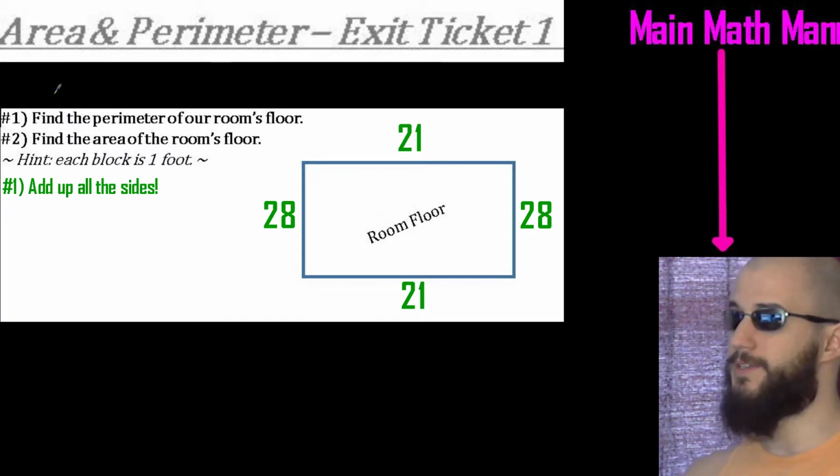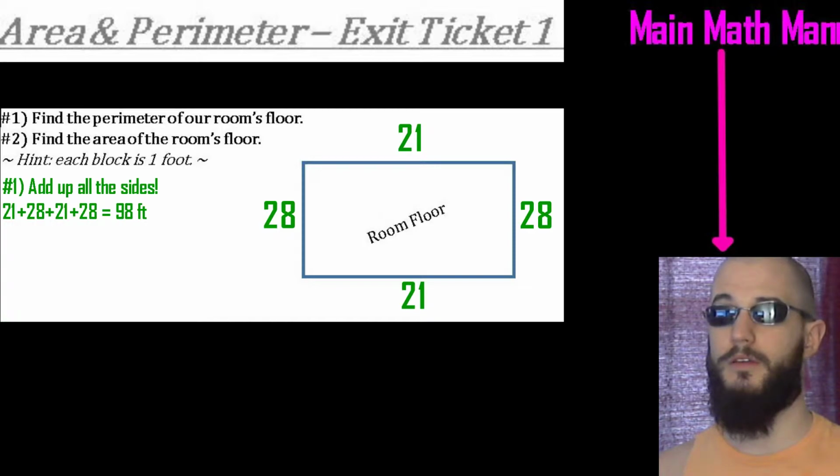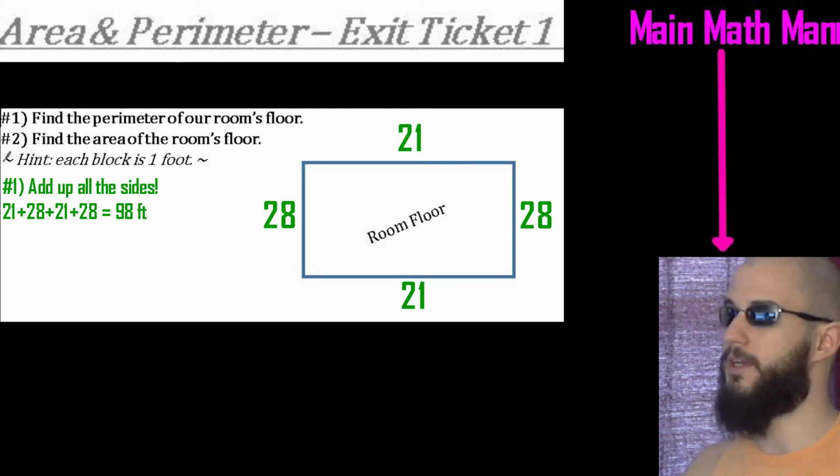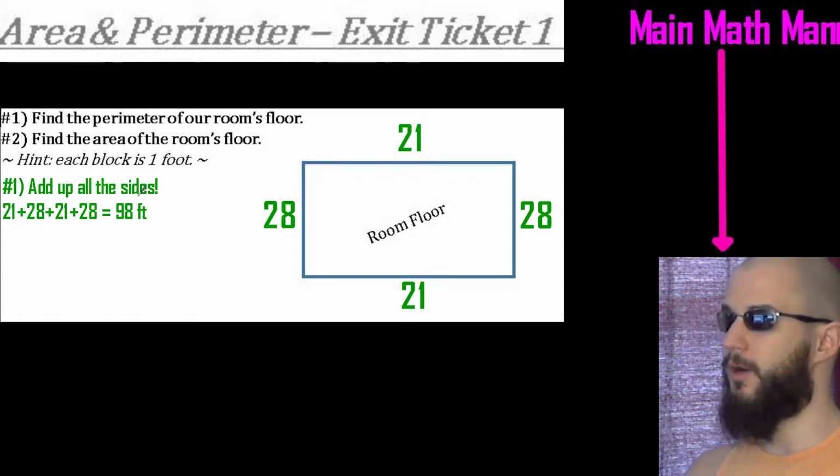So let's add those sides up. We go 21 plus 28 plus 21 plus 28 equals 98 feet. Very good. And you have to be careful when you are using the units for this, because it has to be the first power. You know that since it is perimeter, it is just a line. It's just the distance around this box.